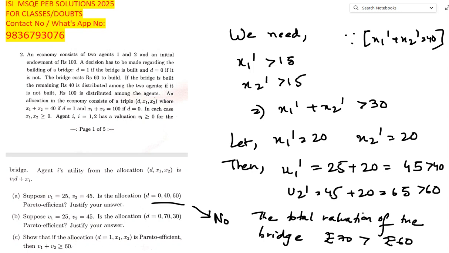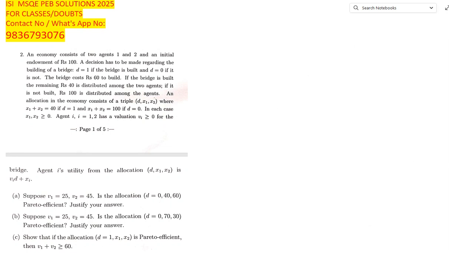Now coming to the second point. Now suppose V1 is 25 and V2 is 45. So is the allocation Pareto efficient? We have to justify the answer. Okay, so let's evaluate each option.